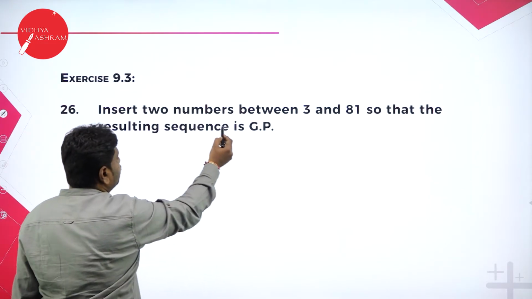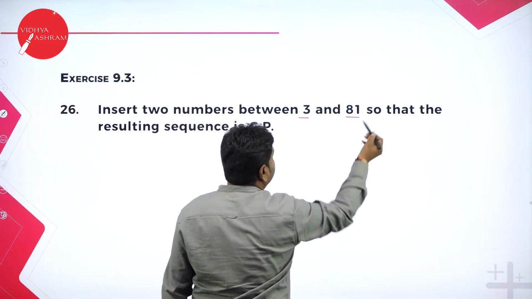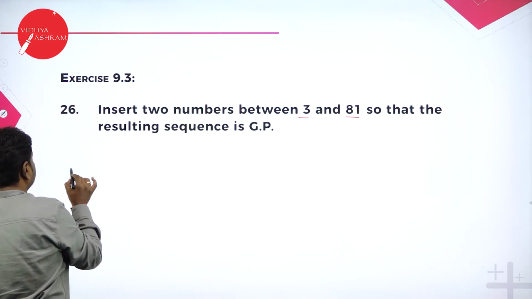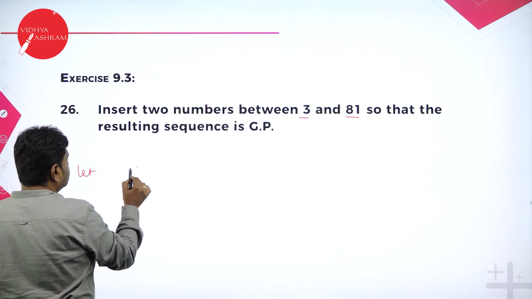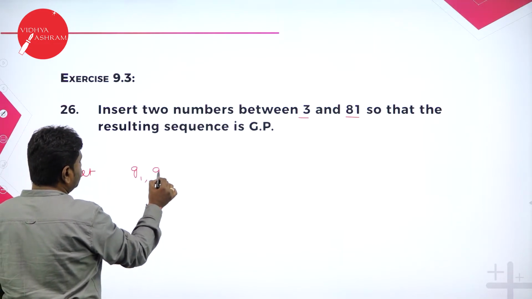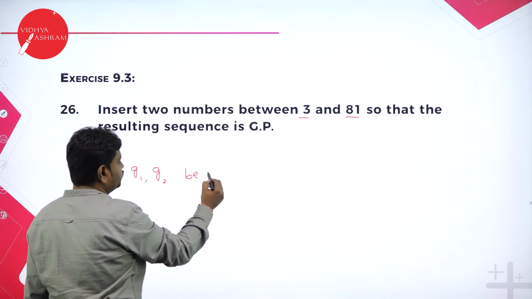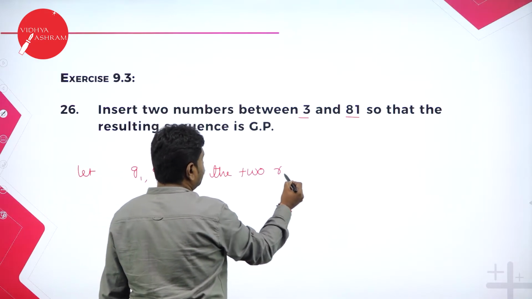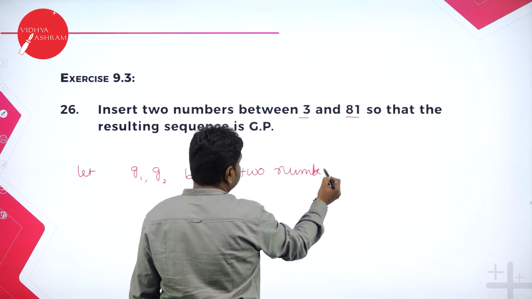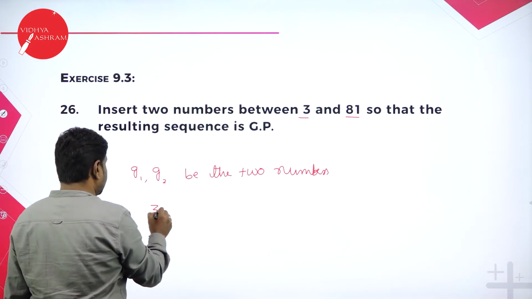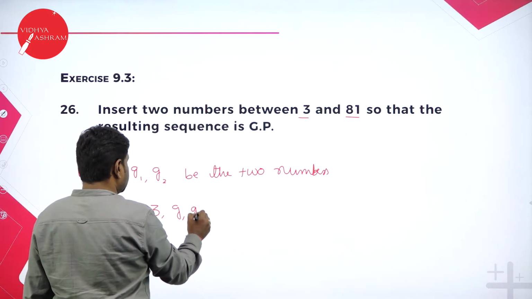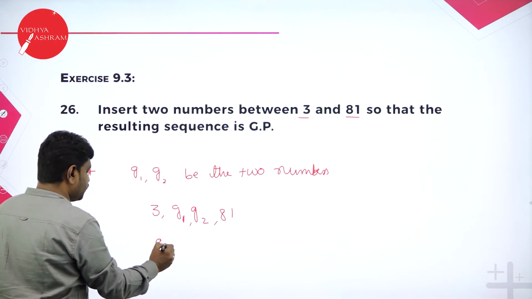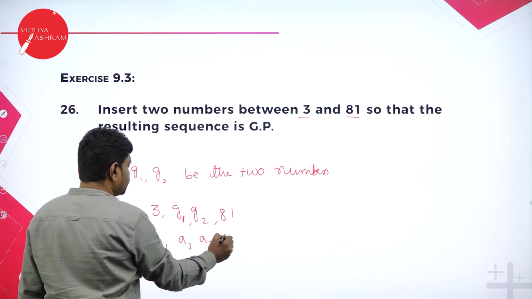Next, insert two numbers between 3 and 81 so that the resulting sequence is in GP. So let us assume, let G1, G2 be the two numbers that we are going to insert between the numbers. Then the sequence will be what? 3, G1, G2 and 81. So we have 4 terms. This is the first term, this is the second term, this is the third term, this is the fourth term.